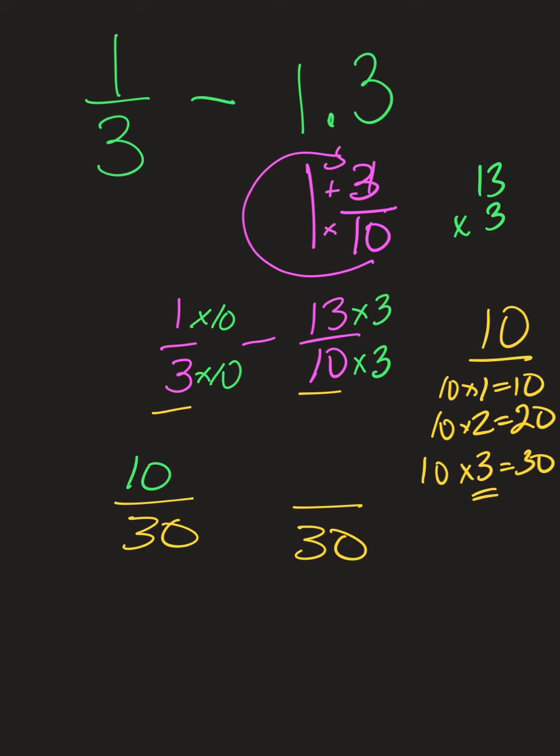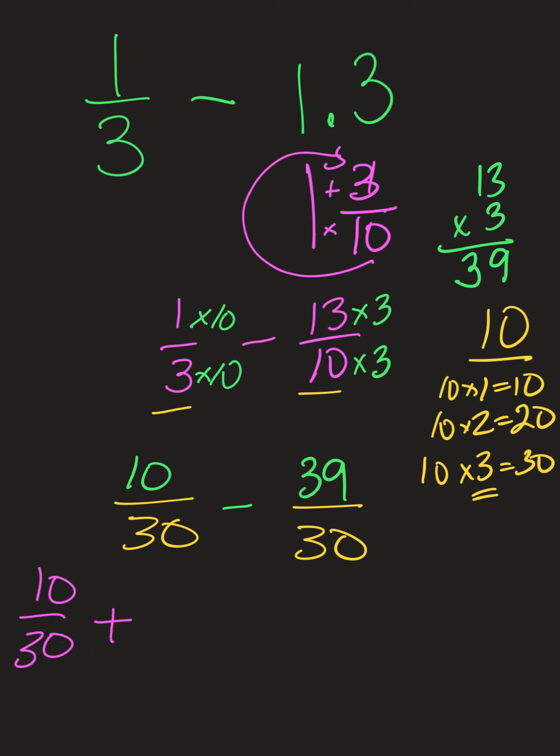13 times 3. 3 times 3 is 9. Sorry, 3 times 1 is 3. So I end up with 39 over 30. Now, this last part, we're going to keep change, because I am taking away a number that is bigger than the number with which I started. So, keep change.